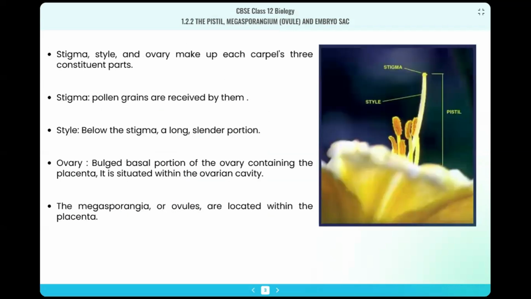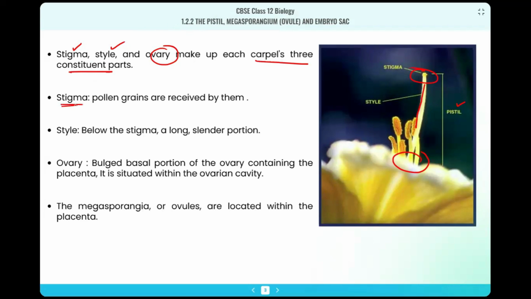Now, moving to the pistil part. So, what does the female reproductive organ consist of? That is the stigma. Here you can see the diagram: the stigma, the style, the tube-like structure or filament-like structure, and finally the ovary. So, this together represents the pistil. Stigma, style, and ovary make up each carpel's three constituent parts.